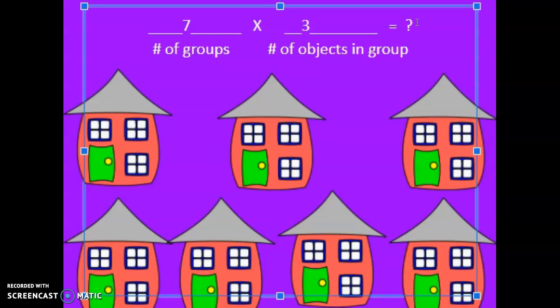Now, as you're doing your work today, you're going to be doing groupings. You're going to be looking at pictures. So make sure that as you're looking at those, you're determining what your eyes see first. How many groups do you see? How many items or objects do you see in each group? That's how you're going to solve the multiplication for today.